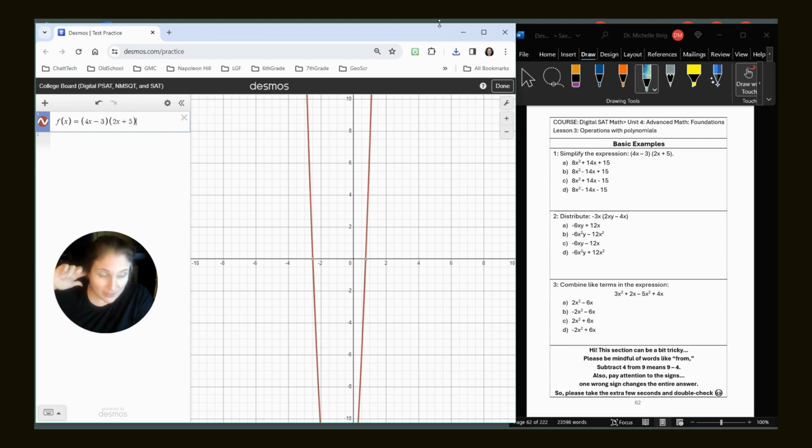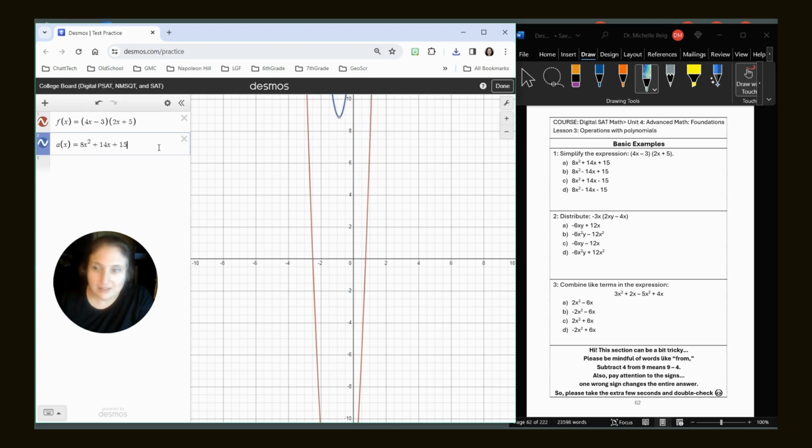You might have noticed right away that the signs on the inside are different. So because of that, we know that it can't be the first 2. I'm going to pretend you didn't know that, and we're just going to type it out. So we've got a of x. Remember, I like to use A, B, C, D to match the order of the questions. We've got 8x squared plus 14x plus 15.